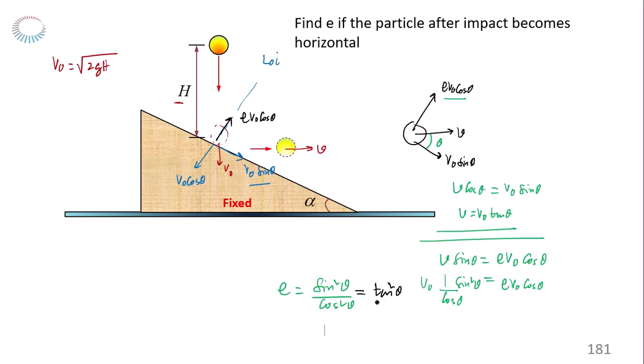This is the tan square theta. So what is your answer? e should be equal to tan square theta. That is your answer.